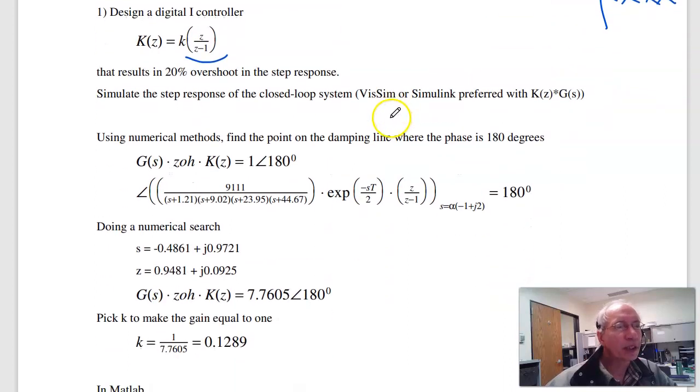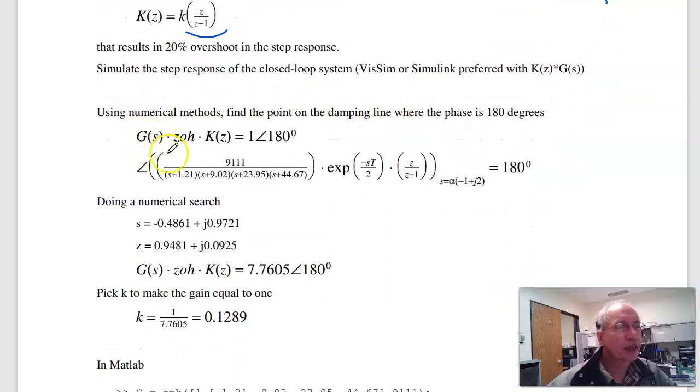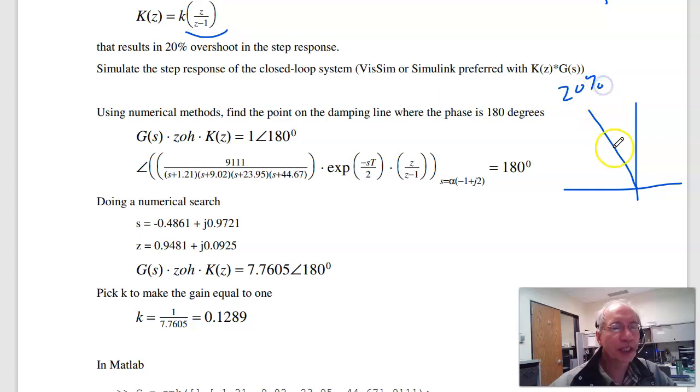What I'm going to do is a numerical approach. I've got g of s, a zero-order hold. That's the sample and hold. That's basically a half-sample delay to model the zero-order hold, times k of z. I'm going to search along the damping line in the s-plane. That's search along the zeta line for 20% overshoot. That's 0.4559 for zeta. Search along that line till the angles add up to 180. At that point, make the gain 1.